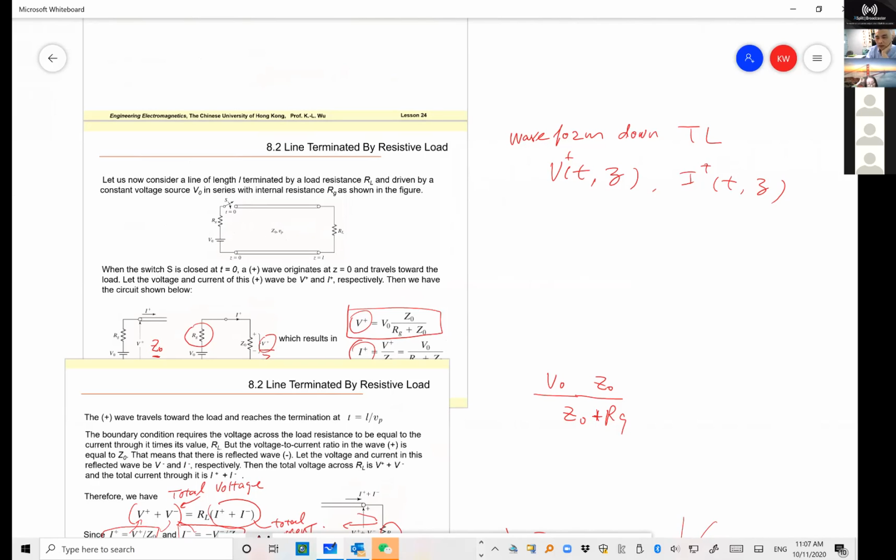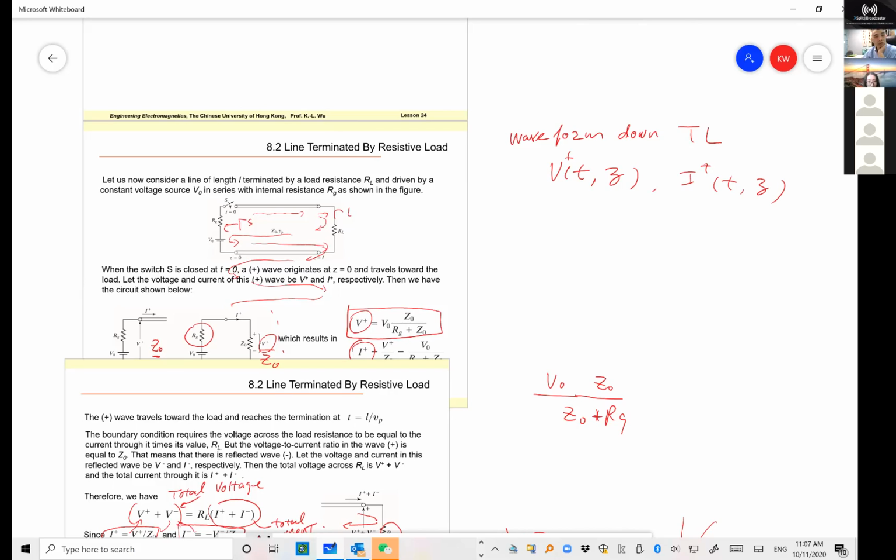Then what we expect is that the wave travels in this direction, returns, and reflects, and reflects again, with an infinite number of reflections back and forth. So we need to look at the reflection coefficient on this side and the reflection coefficient on this side. This is the source, this is the load.